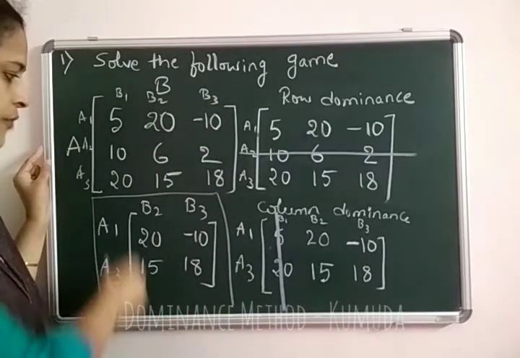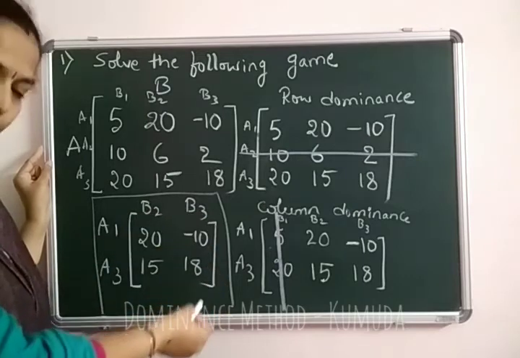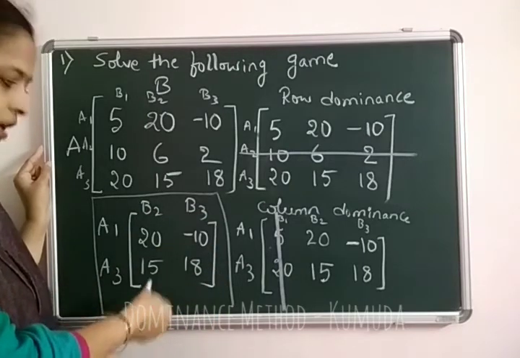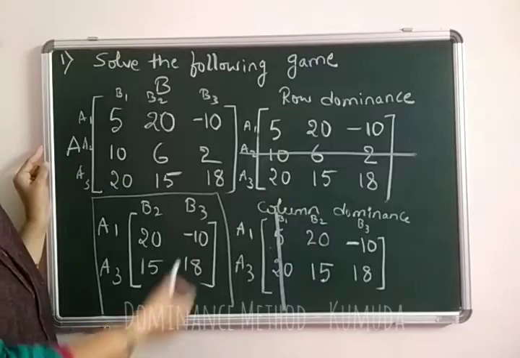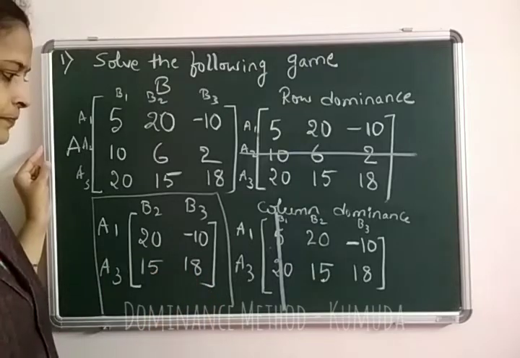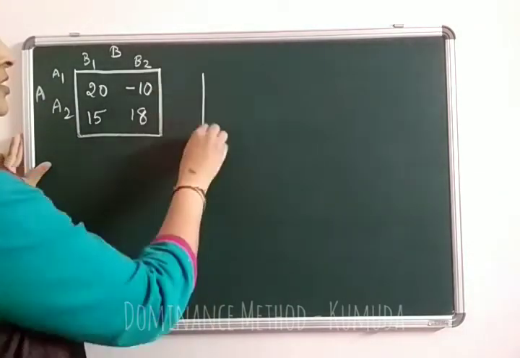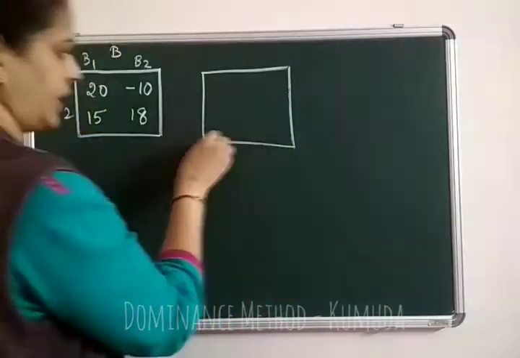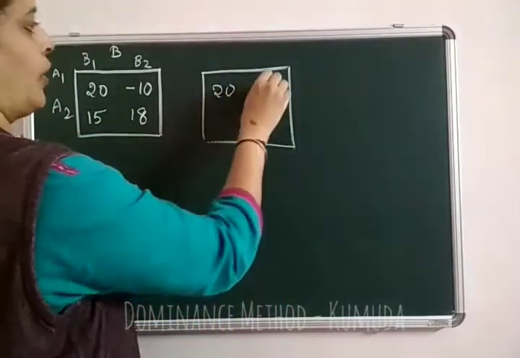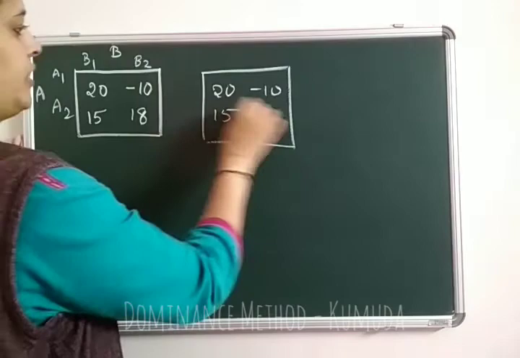Now what we do, we try to solve this 2 cross 2 matrix. First find the saddle point. If we get one, fine. Otherwise, as usual, we follow the odds method. So the resulting 2 cross 2 matrix is here. Now again, since it is a reduced matrix, we check if we have any saddle point for the same question. So 15 and 18.